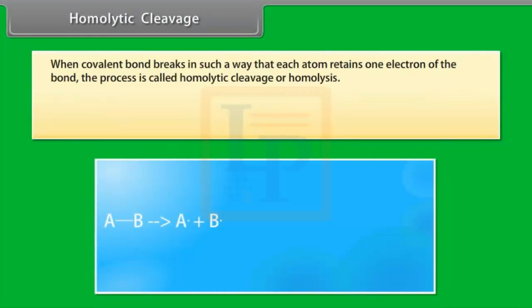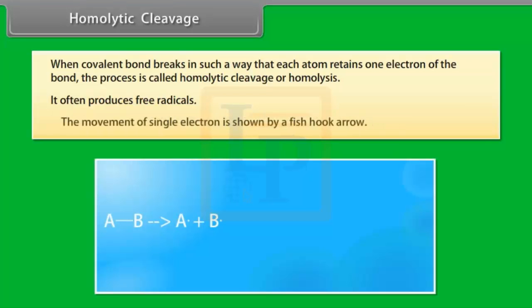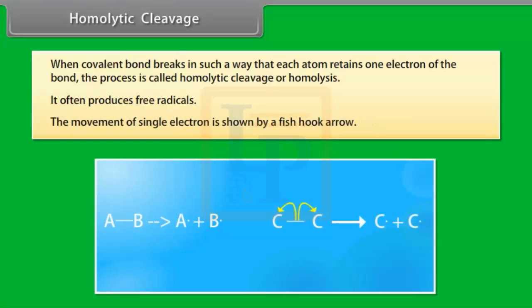Homolytic cleavage. When a covalent bond breaks in such a way that each atom retains one electron of the bond, the process is called homolytic cleavage or homolysis. It often produces free radicals. The movement of single electron is shown by a fish hook arrow.